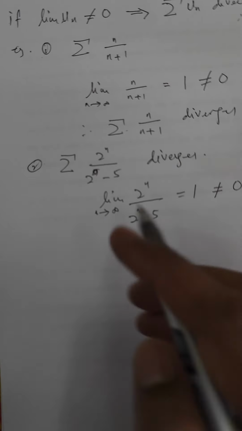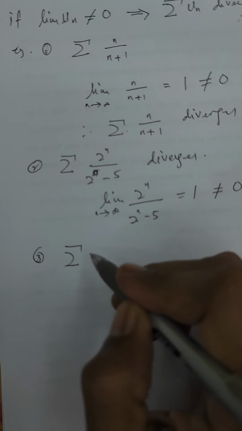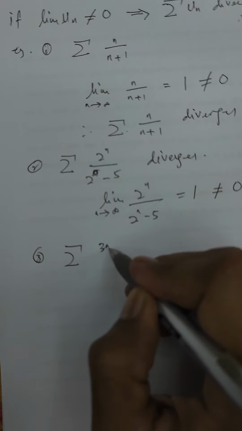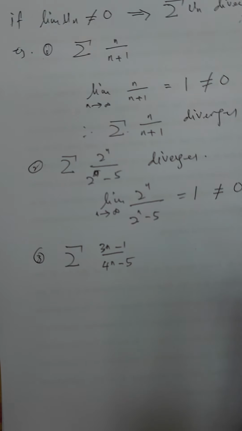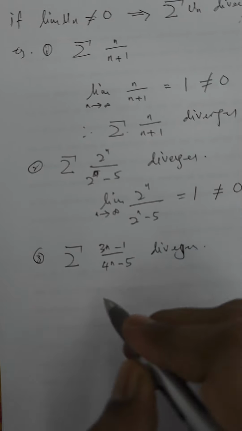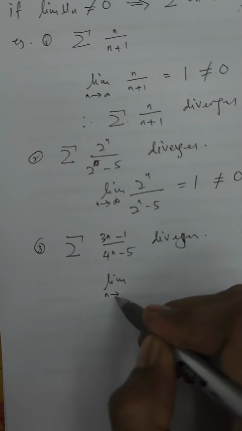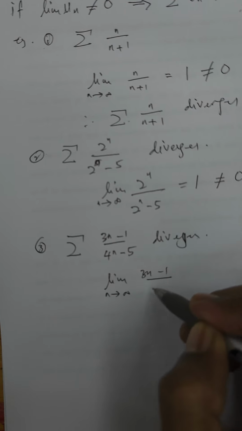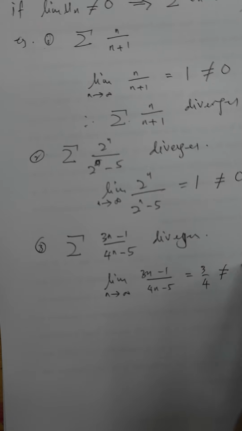Okay, there are many examples like that. I have one more here. If you consider the series 3n minus 1 over 4n minus 5, this also diverges, as if you take the limit as n goes to infinity of 3n minus 1 over 4n minus 5, this is equal to 3 over 4. Again, this is different than 0. So therefore the series diverges.